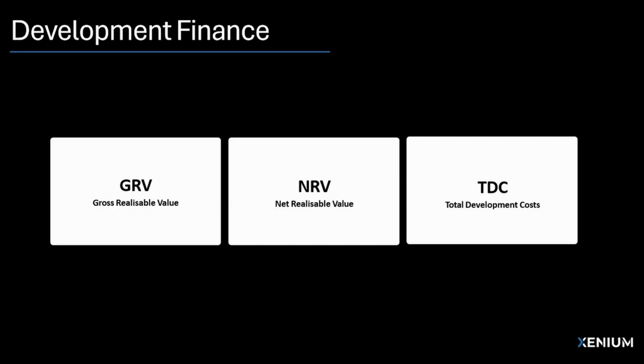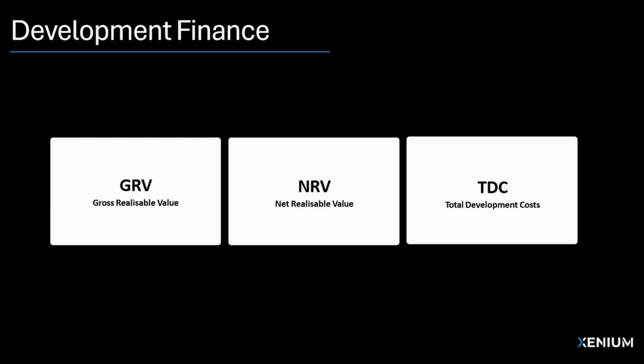The first thing we're going to do is talk about jargon, and you're going to hear plenty of it. GRV, NRV, TDC. These acronyms are thrown around all the time. So here's the explanation for them. GRV is gross realizable value. What does that mean? It means if I've got 10 units and they're worth $1 million each, my GRV is 10 million. NRV is net realizable value.